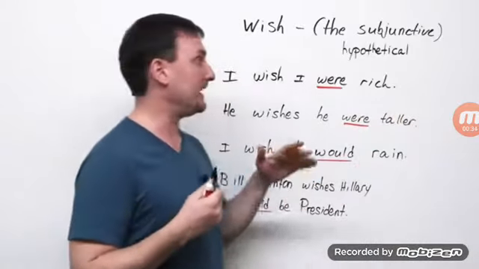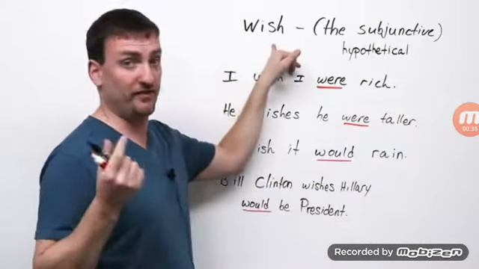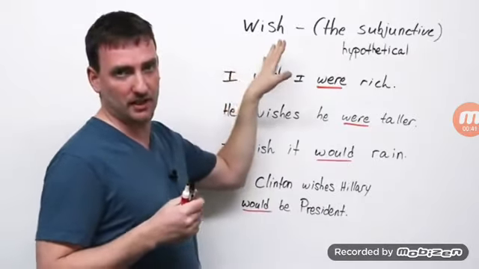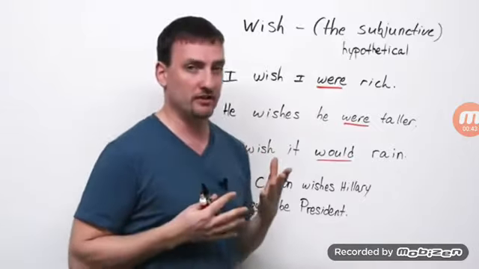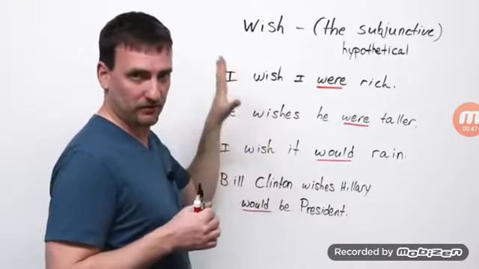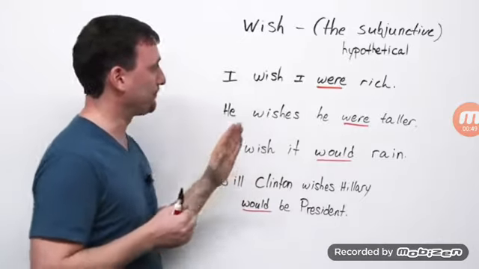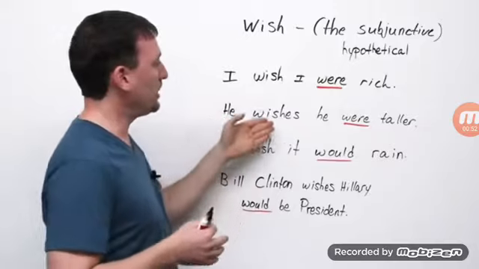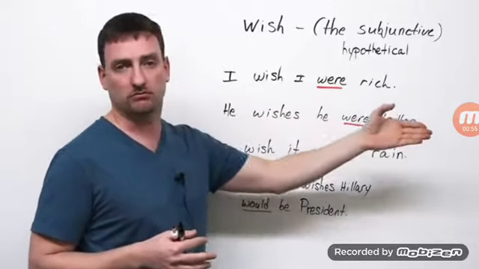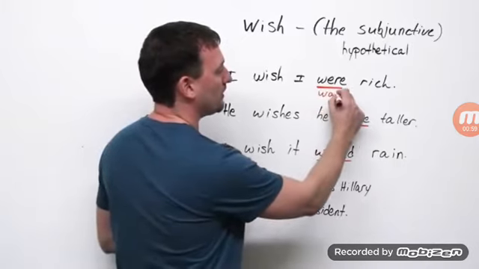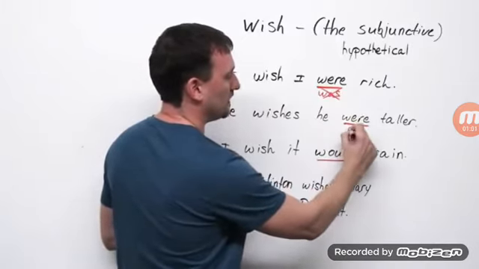What I want to look at today is the word wish, the verb to wish, okay? And how it is used, because this is sometimes very confusing to students. So here I have a few examples of how to use the verb wish. I wish I were rich. He wishes he were taller. Okay? So first thing you notice, I'm using were, not was.